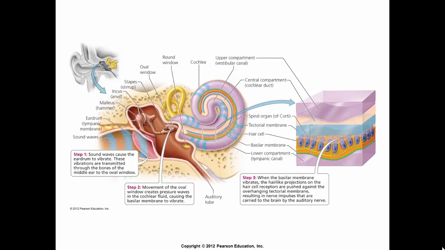This shows sound waves cause the eardrum to vibrate. We're going back to the eardrum, in between the outer ear and the middle ear. The sound waves cause the eardrum to vibrate, and these vibrations are transmitted through the bones of the middle ear to the oval window. Movement of the oval window creates pressure waves in the cochlear fluid, causing the basilar membrane to vibrate. When the basilar membrane vibrates, the hair-like projections on the hair cells begin to swing up and down, touching the overhanging tectorial membrane, resulting in nerve impulses being sent to the brain for interpretation.